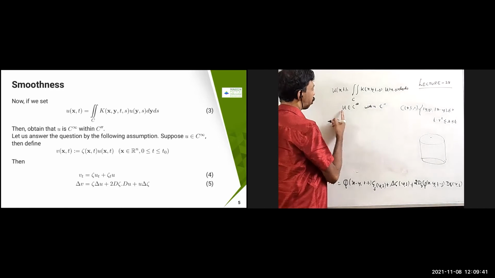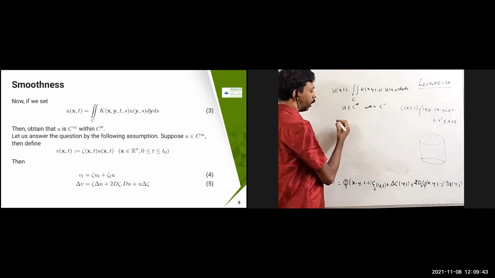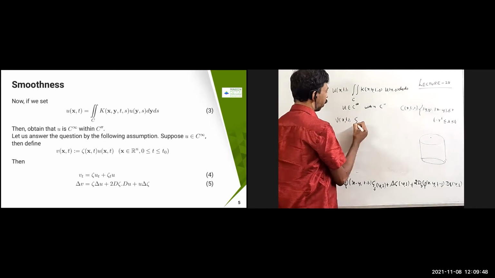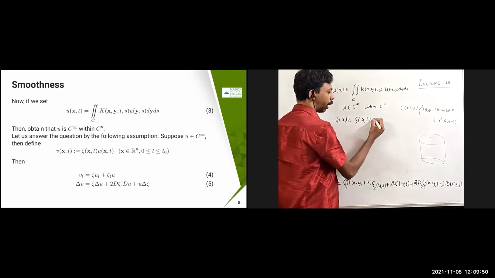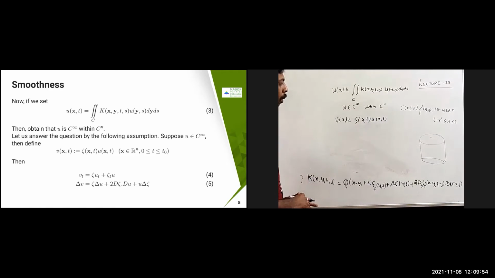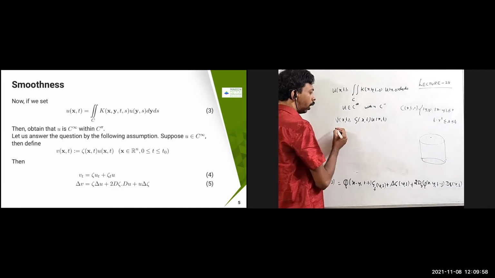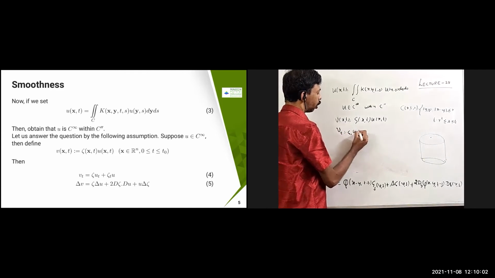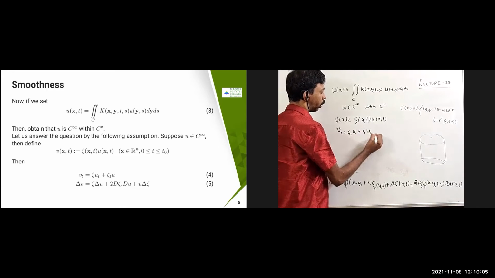So suppose u belongs to c infinity. Then we can define v of x comma t equal to psi of x comma t into u of x comma t. So this is the one I'm going to define, where x belongs to R^n, 0 less than or equal to t less than or equal to t naught. Then what I'm going to find? I'm going to find vt. Vt is going to become psi t u plus psi ut.